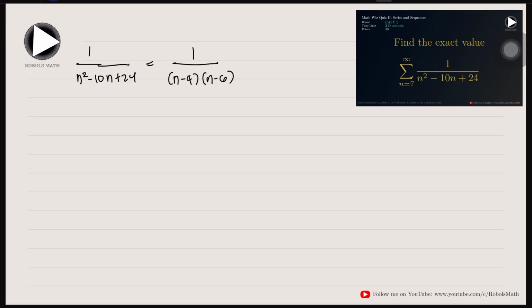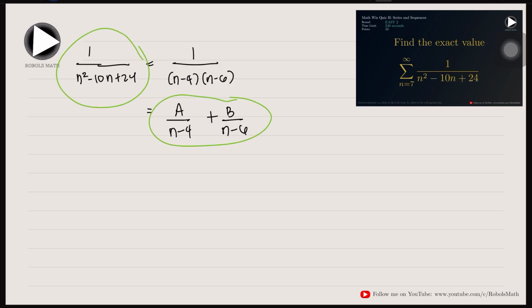Now, using the method of partial fractions, we know that this can be written as a over n minus 4 plus b over n minus 6. So this thing here is equal to that thing there. If we multiply both sides by the denominator, then we'll get 1 equals a times n minus 6 plus b times n minus 4. So it's just a matter of solving for the coefficients a and b.